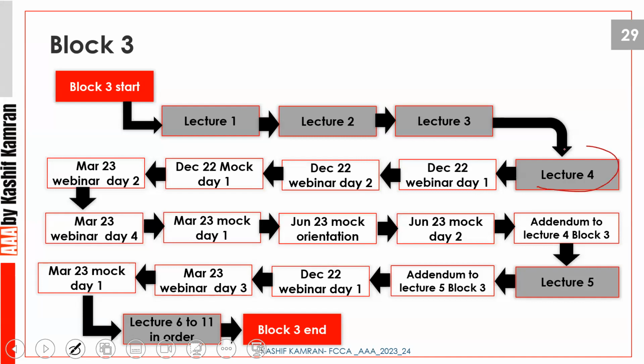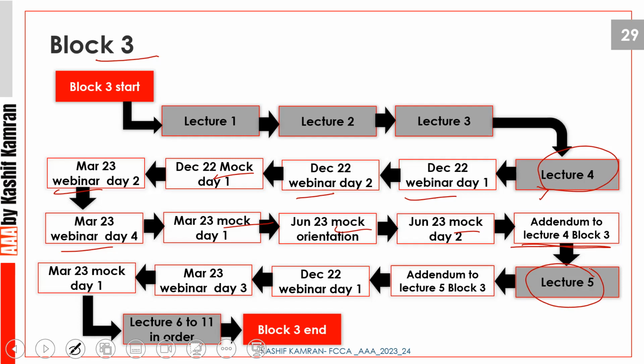So after you watch lecture 4 on the portal, block 3, you will move to these webinars and mocks. They're given, right? You know where they are on the portal, right? And then you finally come back to the addendum to lecture 4, block 3. The titles you're looking at here are exactly the same titles as on the portal, so you will have no difficulties in finding them. Now, after this long distortion of lecture 4, you finally come to lecture 5. So from lecture 4, you have to take a lot of distortion, but that distortion will really be helpful to give you the right mindset for the September 23 and December 23 exams and the practice.